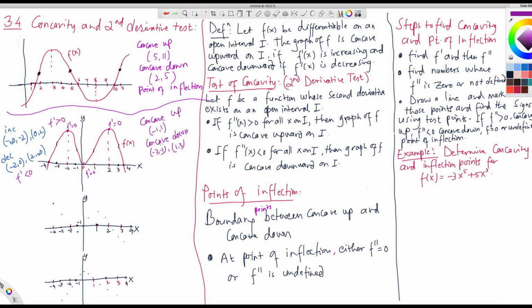Now, let me tell you something here. Look at these dots. These dots in the first graph are basically the boundary between concave up and concave down. You see that? And this dot is also on the left side concave down, on the right side concave up, and this point. So these points are the boundary between concave up and concave down. We call them points of inflection. So what I want to write is x equals 2, 5 and 11 are the points of inflection in this case, because they are the boundary between concave up and concave down.